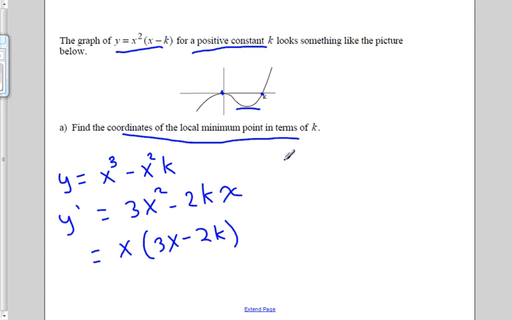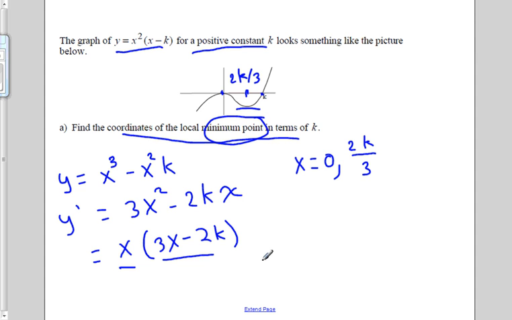So where are my critical points? My critical points are when x equals 0, or when x equals, solving this for x, 2k over 3. And so that's this point right here. That's 2k over 3. So to find out what the minimum point is, now I need to evaluate my function.